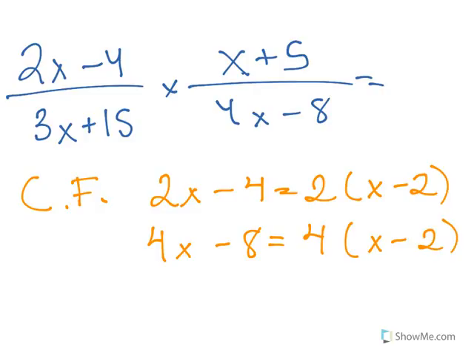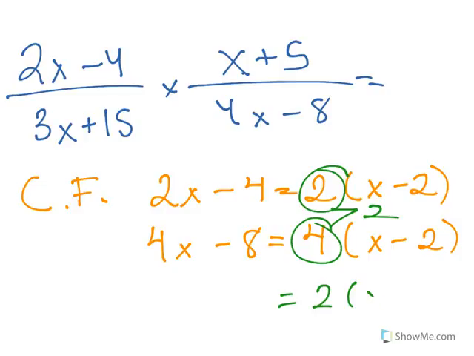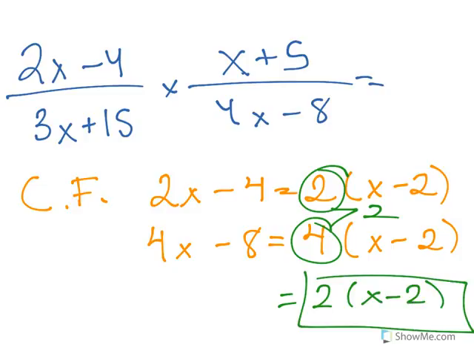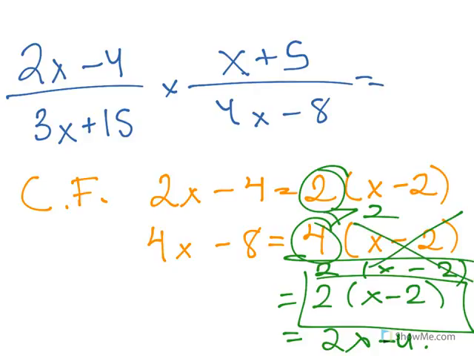However, here we see that 2 and 4 have a common factor themselves, which is 2. So we can just decide to have this as our common factor for 2x minus 4 and 4x minus 8, which is just 2x minus 4. By doing that, we know that if we were to divide 4x minus 8 by 2x minus 4, this 2 would cancel out, and here you would be left with a 2.